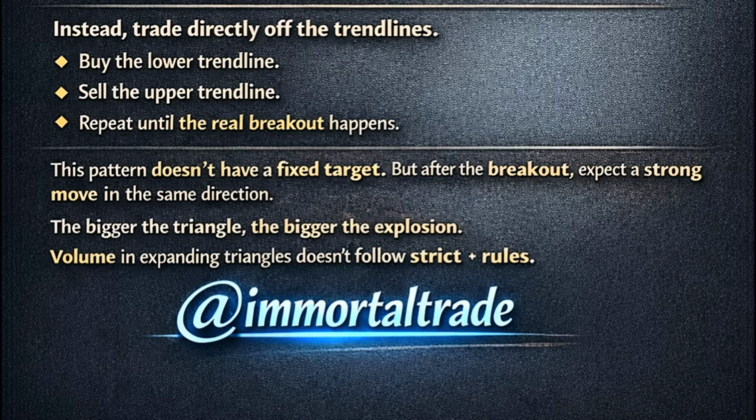Volume in expanding triangles doesn't follow strict rules. Because volatility is high, volume usually stays elevated. But during the breakout, volume often spikes even more. One more note about ascending triangles. On the breakout, volume should increase. On the pullback, volume should decrease. If volume doesn't drop during the pullback, the breakout might be fake.